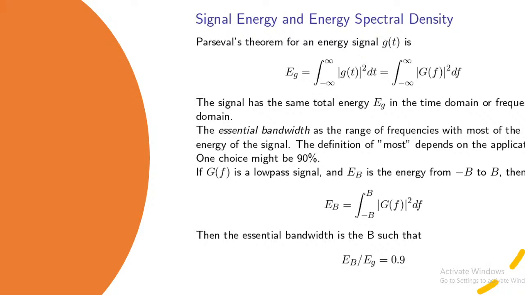The original signal energy EG is equal to integration from minus infinity to infinity of absolute G(f) square df. So the integration limit has changed, and you have found EB and EG. Now essential bandwidth is 90% means the ratio of EB to EG should be 0.9. So that is what essential bandwidth is. You can change it to 95%, so it will be 0.95, 85% it will be 0.85, etc.